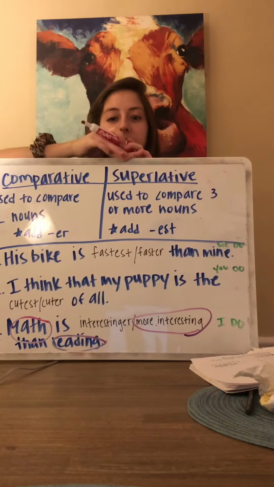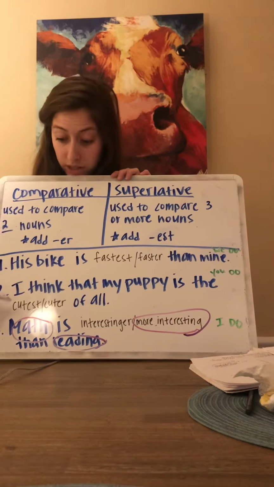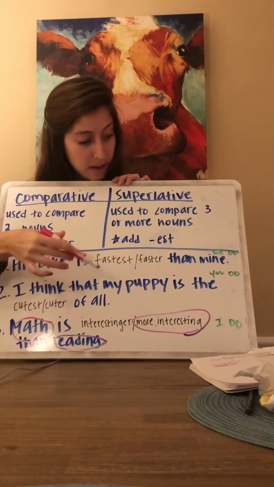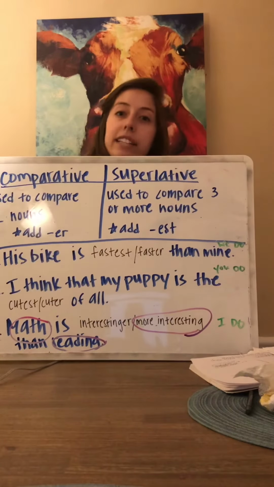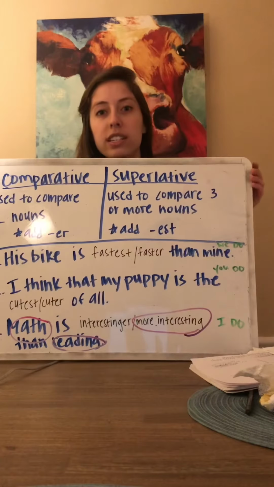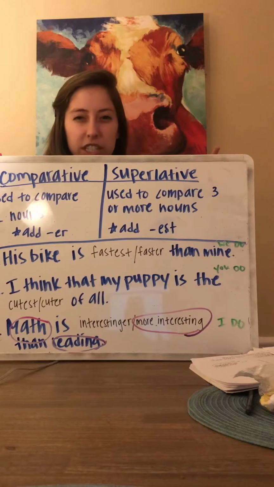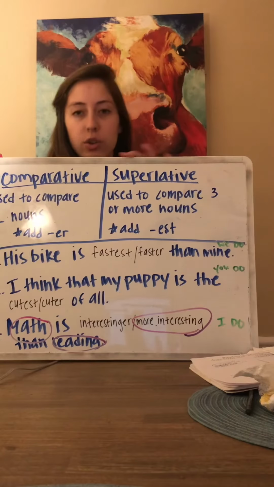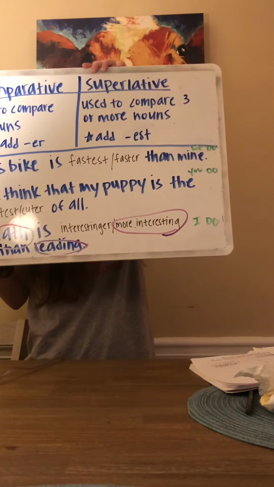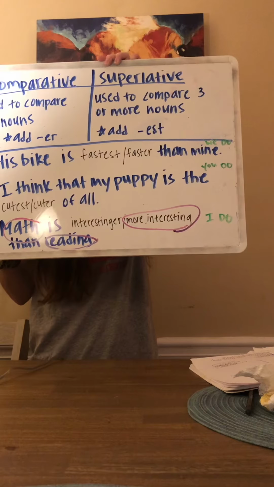So let's do this next one together. We're going to do number 2. We're working our way up. Number 2 says, I think that my puppy is the blank of all. We have to identify our adjective. They already gave it to us. It's cutest or cuter. But to decide on which adjective I should use, I have to figure out how many things are being compared. So go ahead and I want you to look at the sentence number 2 and decide how many things are being compared. What's being compared?